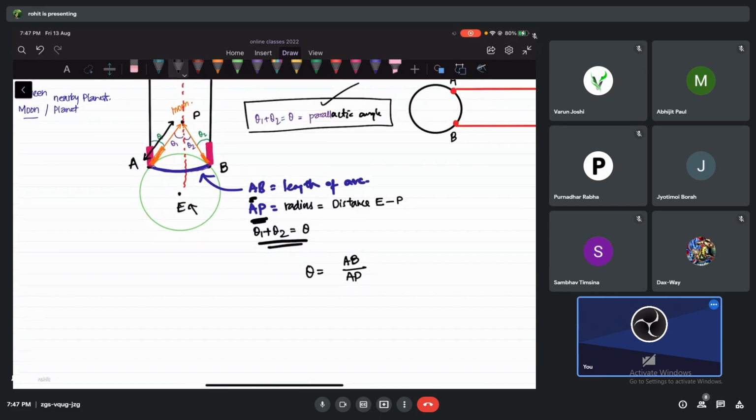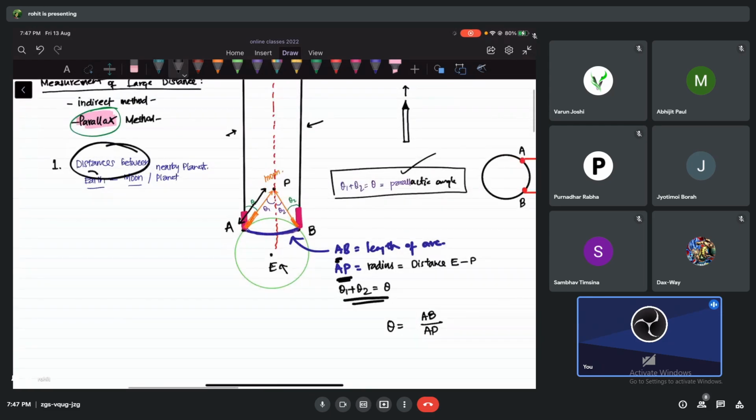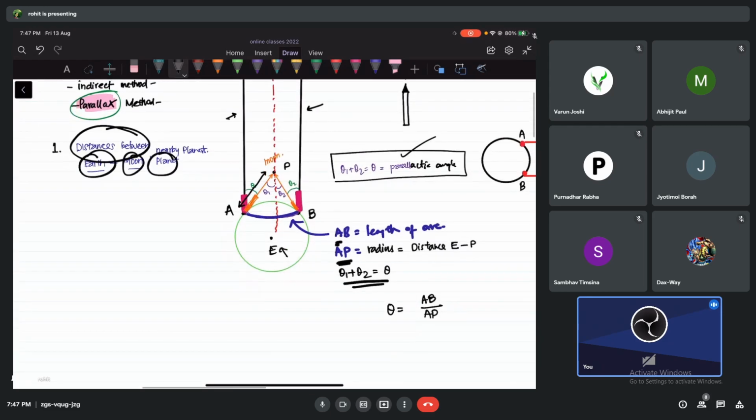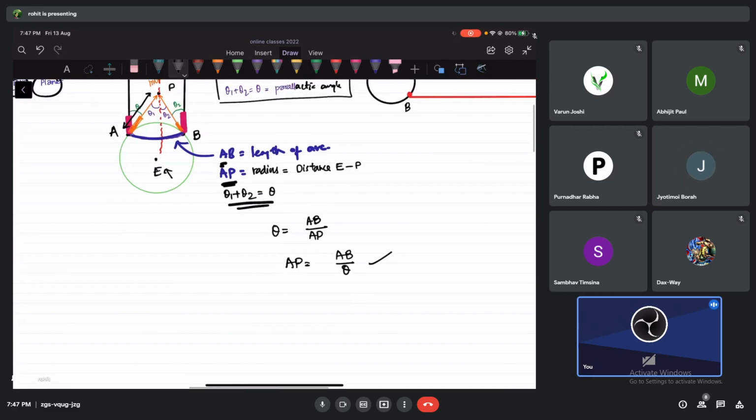So what are we looking for? As you remember, we are looking for the distance between Earth and the moon or the planet. That means I'm looking for AP. So I'll write AP is equal to AB by theta. I think this is clear. Yes, sir. So do I know what AB is or not? First ask yourself, do I know AB? AB is a distance on Earth. I can measure this, right?